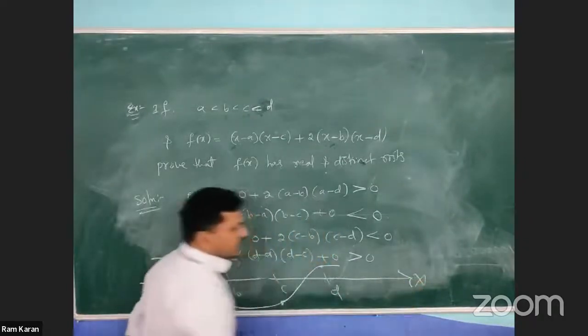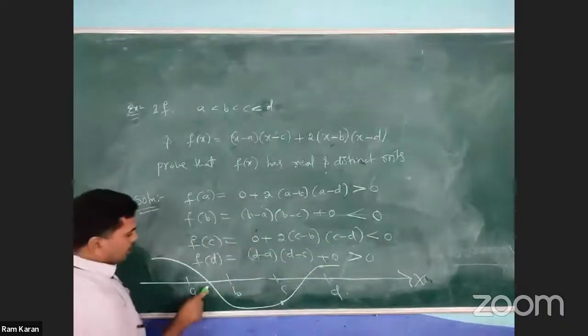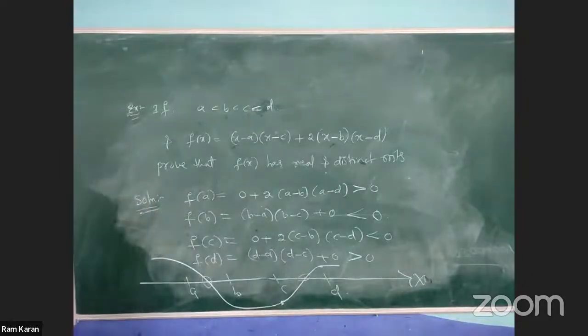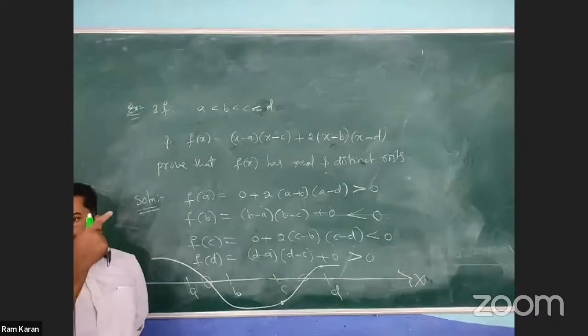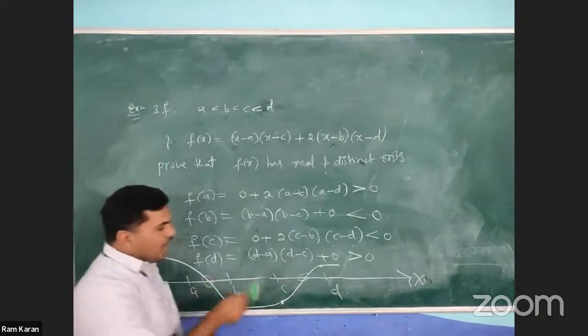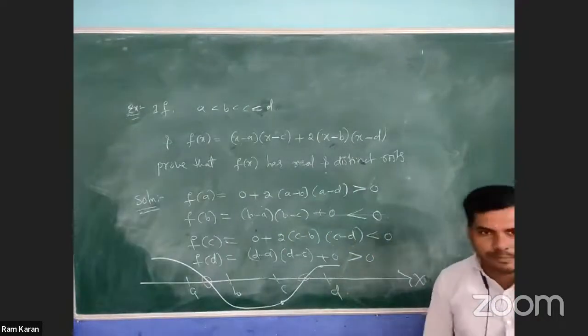This is the x-axis. The curve cuts the x-axis in 2 points, which are between A and B and between C and D. So hence we are getting the 2 roots of this equation which are distinct, this one and this one. One root is between A and B, the other root between C and D. Like this we can approach it conceptually.